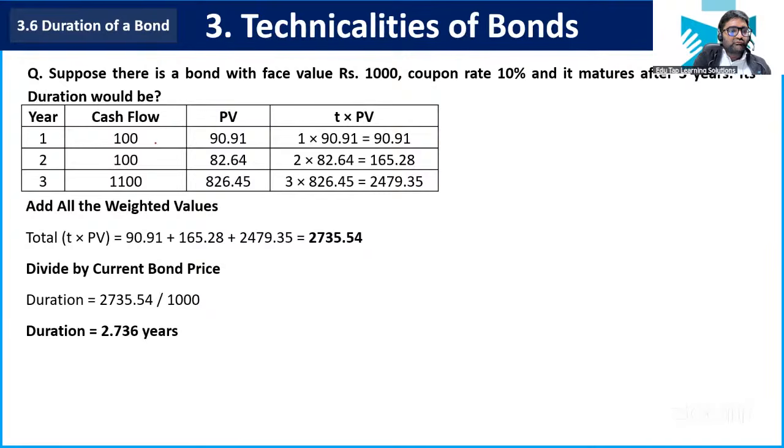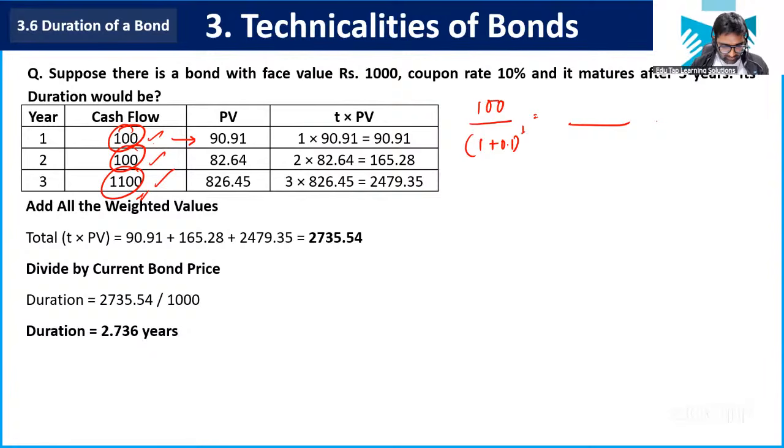Here what we are doing, what are the cash flows that we are going to have over here? 100 after first year, 100 after second year, 1100 after third year. Agreed till here? Now we are going to calculate the present value. How did we calculate? Just try to calculate 100 by 1 plus 0.1 to the power of 1. Tell me what is the answer for this. Can you please quickly tell me?